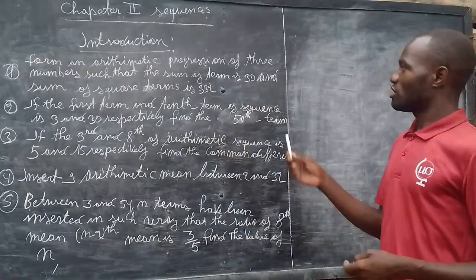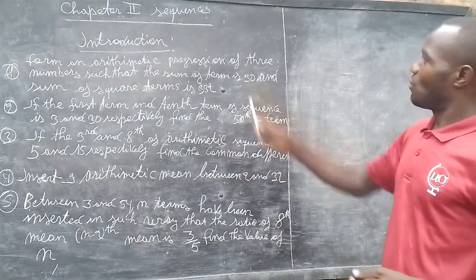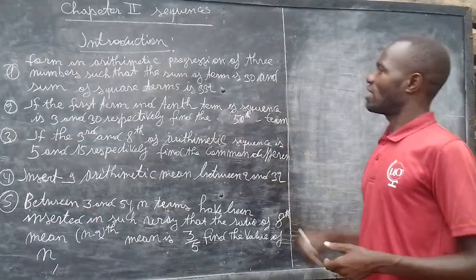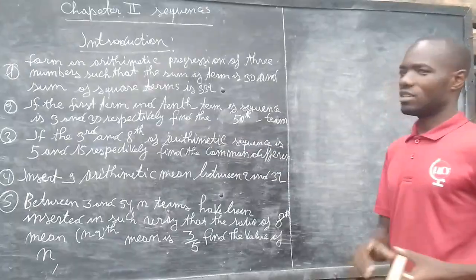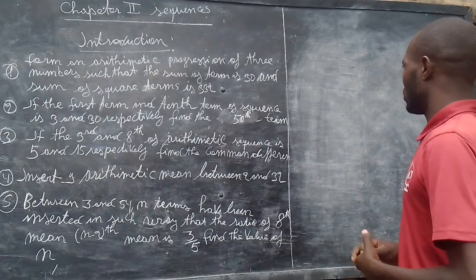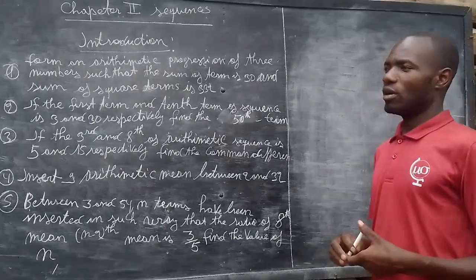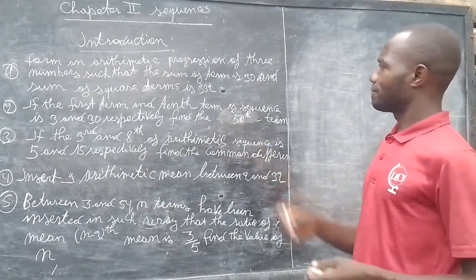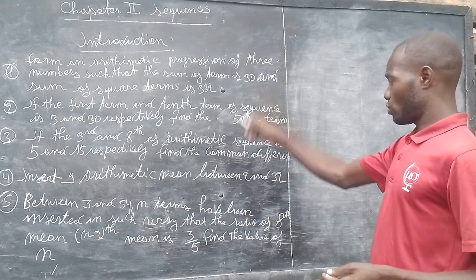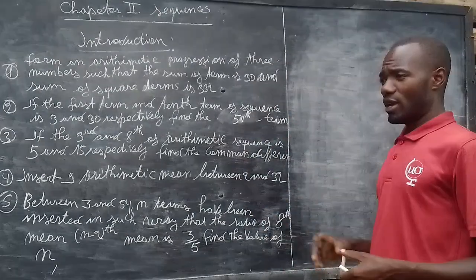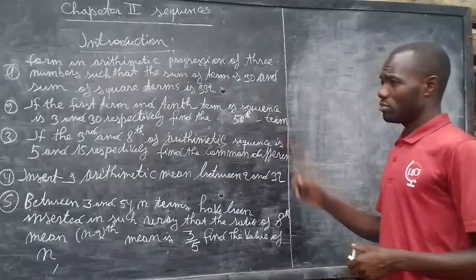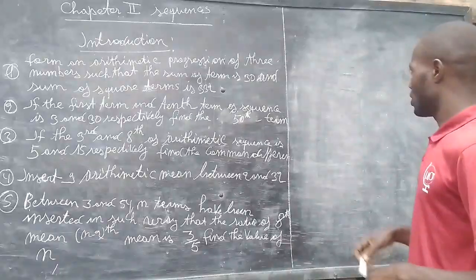So, as you see here, we are on chapter 2, which is a sequence introduction. Here we have 5 questions which are required to be solved. So, before we go ahead, we are asked to solve those 5 questions.